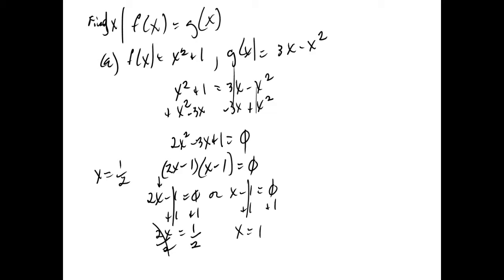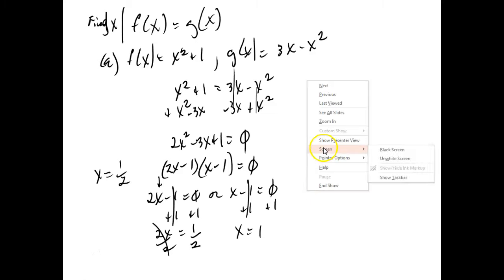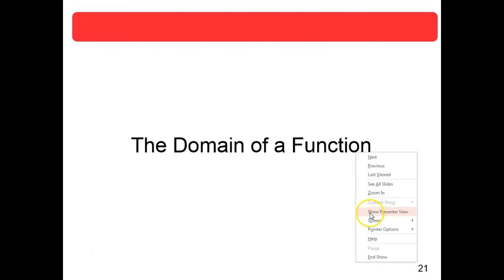Now, again, you had quadratics here, so you can't have more than 2 answers. You may not have 2, but you can't have more than 2. All right. That was the A part. Let's do the B part. And guess what? We go to a white screen. Okay, this is fun.